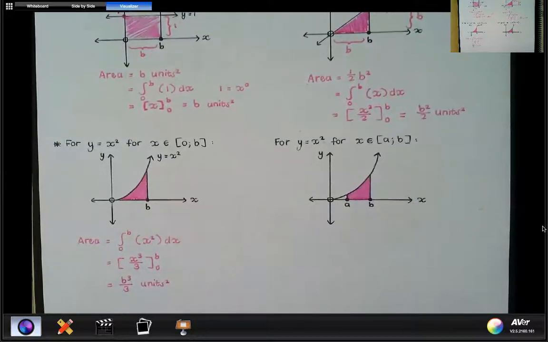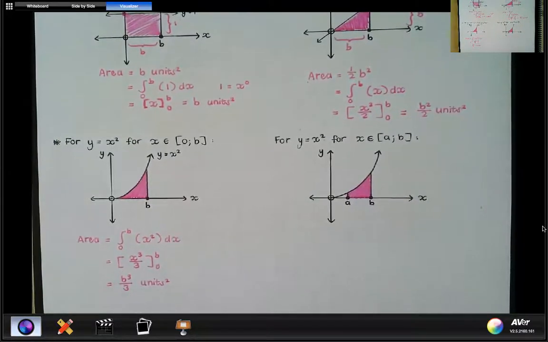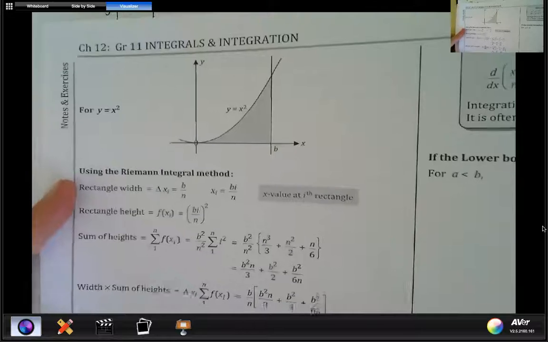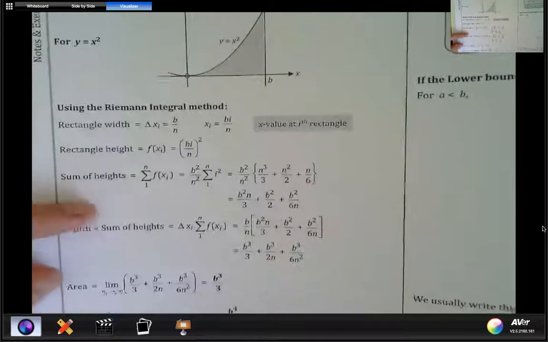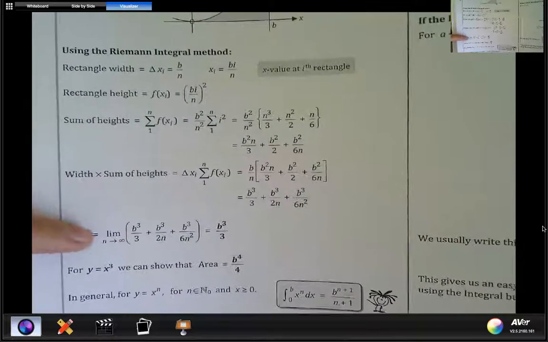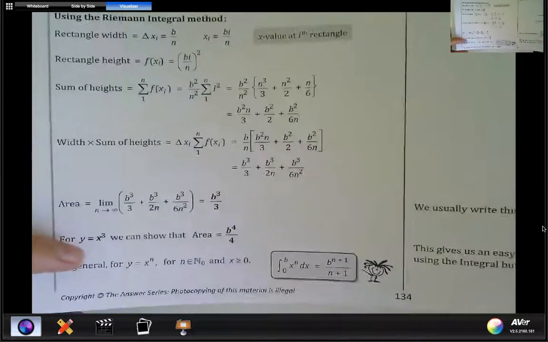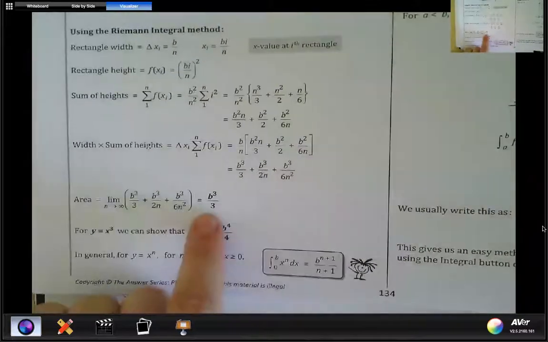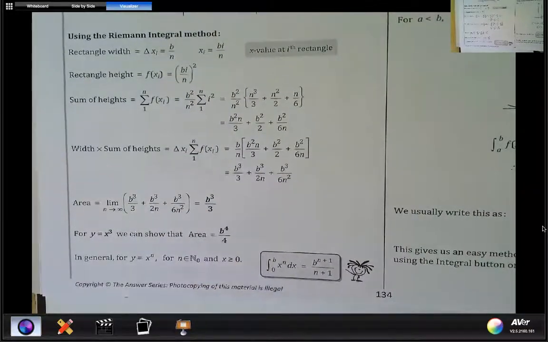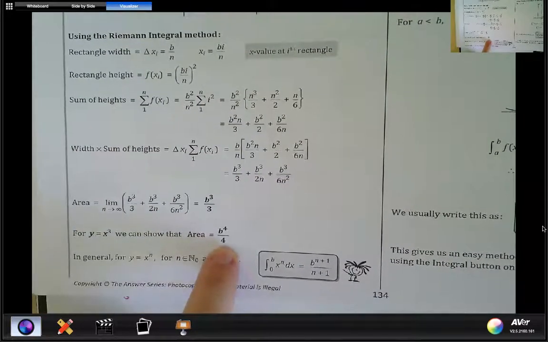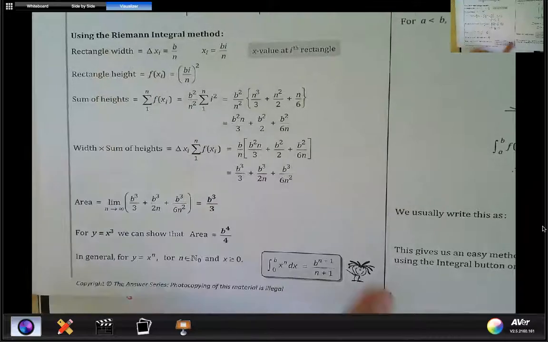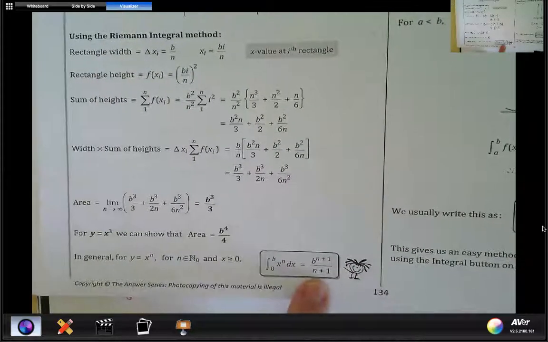Now I just want to show you guys quickly in the answer series book. I actually have the whole working of this, which I'm not going to write down now. But there they have the graph, and they've actually done the entire Riemann sum for getting this area. All right, there they have limit as n tends to infinity, and there they're getting that the area is b cubed over 3. All right, and then they're saying that if you used y equals x cubed, you could use the same method to show that the area is b to the 4 over 4. And then they're using that to prove this whole anti-differentiation formula, which we already have.